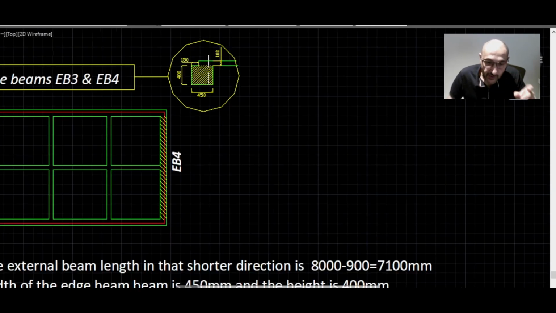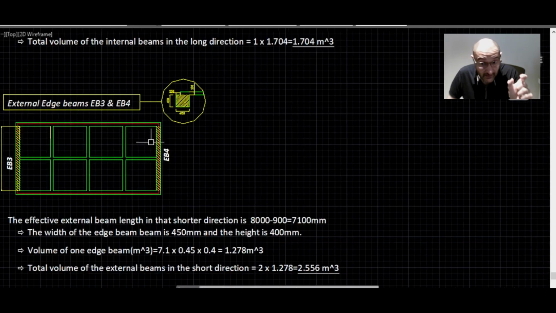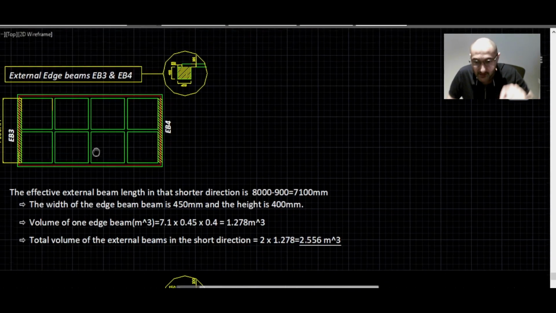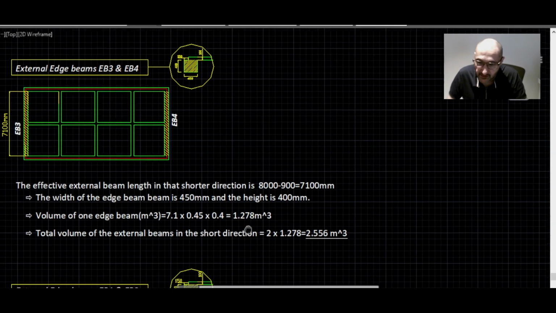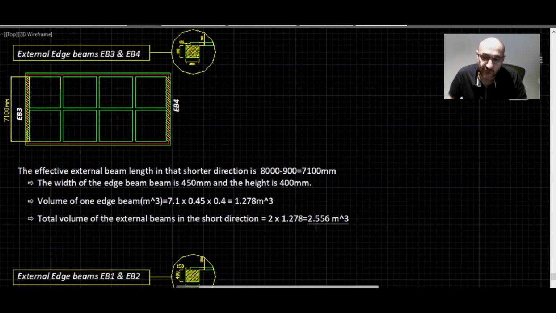So the volume of one edge beam will be 7.1 times the width 0.45 times the height of 0.4, and that will be 1.278 meter cubed. And the total volume of the external beams in that shorter direction will be 2 times 1.278, and that will be 2.556 meter cubed. Almost there.